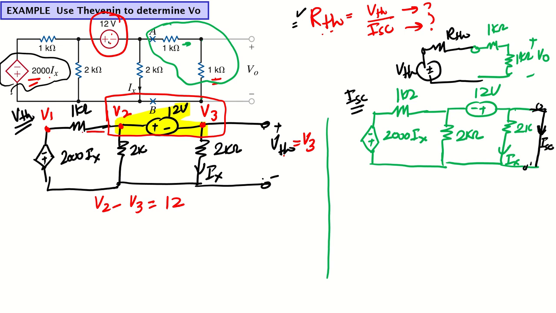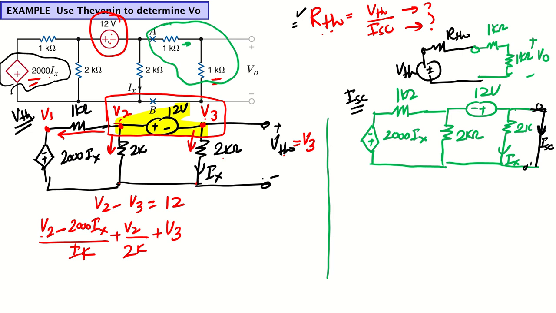From V2, which current is leaving? This current is leaving. What will be that? V2 minus V1. What is V1? 2000 of Ix divided by 1K, right? Then this current, what will be that? V2 minus 0 divided by 2K. Then this current, what will be that? V3 minus 0 divided by 2K is equal to 0. Okay, so this is the KCL at the supernode equation.